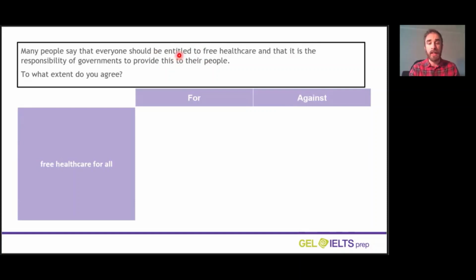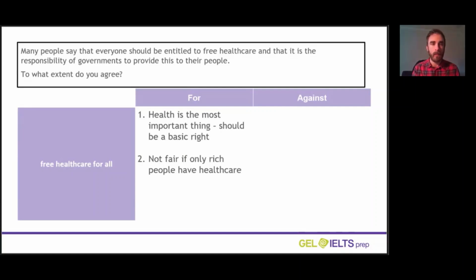So let's think of some ideas I could use. Why is free healthcare for all a good argument? Well, I could say that health is the most important thing in our lives. It's essential, and so it should be a fundamental human right. I could say that it's unjust or not fair if only rich people have access to good quality healthcare. Poor people should as well, because poor health is not a choice.